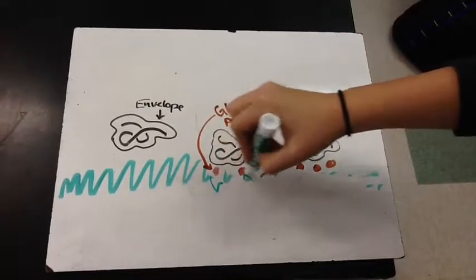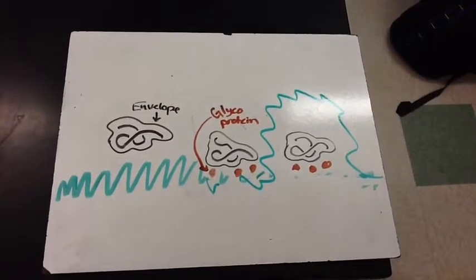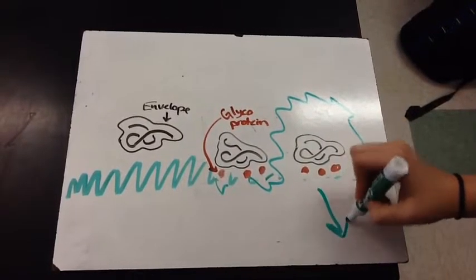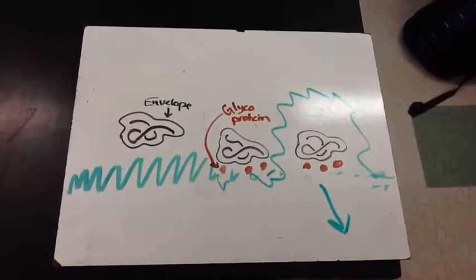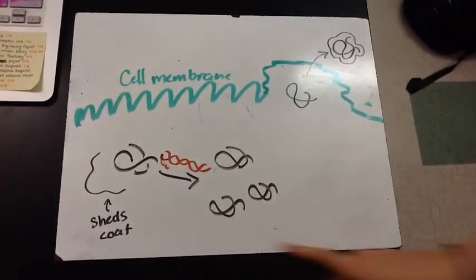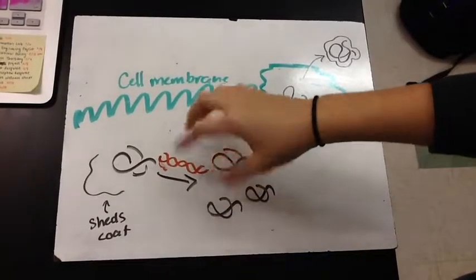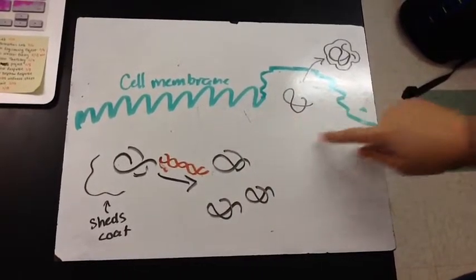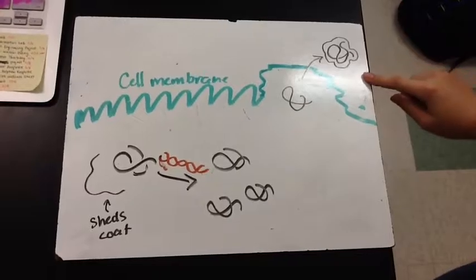This glycoprotein will trigger a reaction from the cell wall, causing the filovirus to be engulfed by the membrane and into the cell. After the virus is inside the cell, it will shed its coat and create more copies of the virus, which will then attach to the cell membrane and bud off to infect more healthy cells.